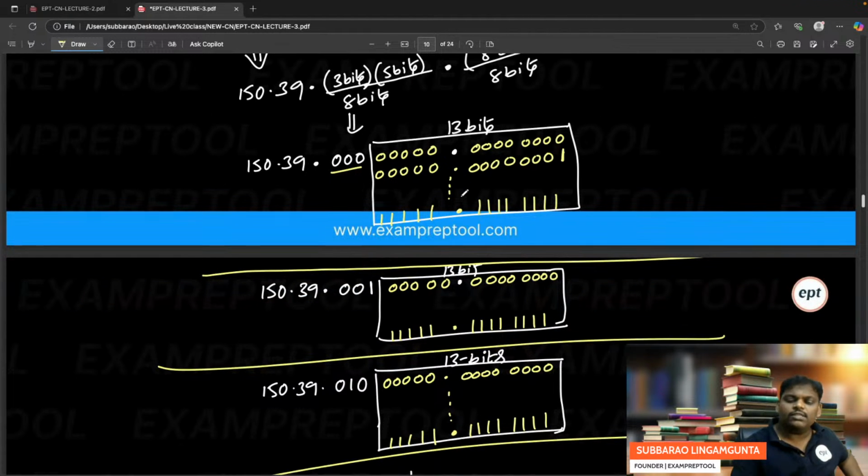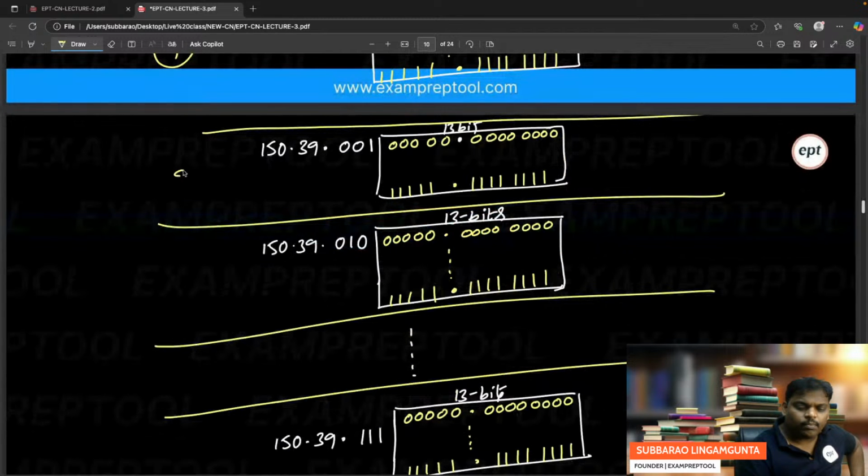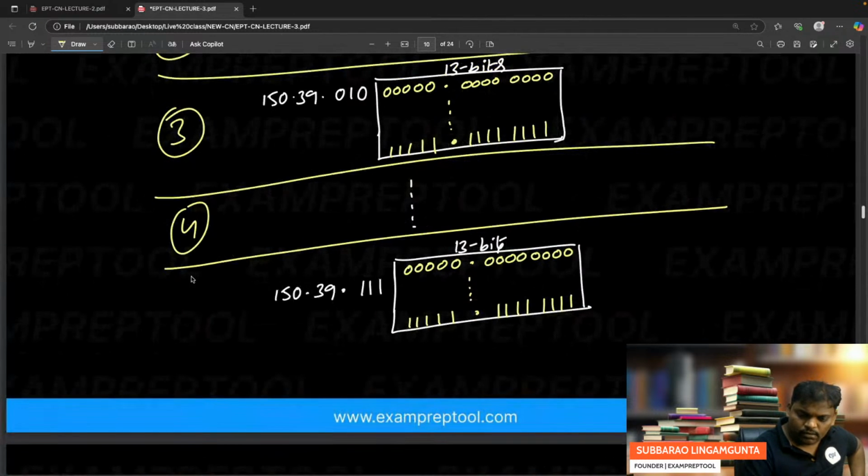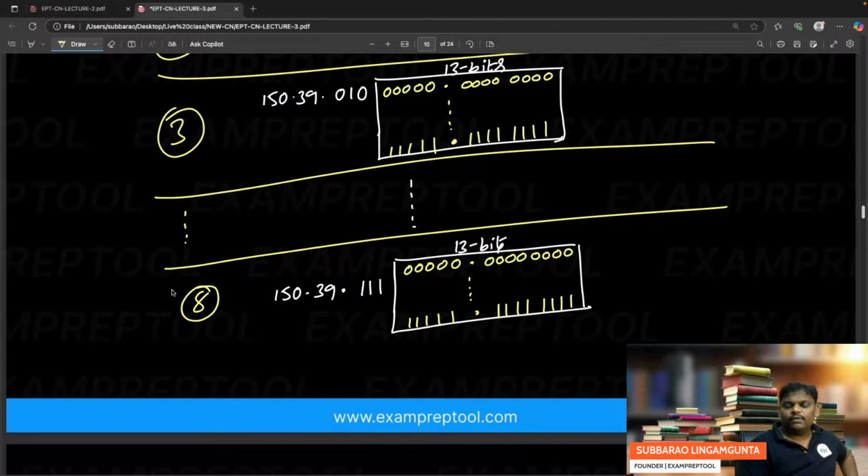But the calculation is like this: subnet 1. Actual subnet number is 0, but in the books they write it as subnet 1, subnet 2, subnet 3, subnet 4, and so on. Lastly, subnet 8. So totally 8 subnets are there. Subnet 1, subnet 2, subnet 3, and so on, subnet 8. That subnet 8, if you go inside, what is the number? 7.